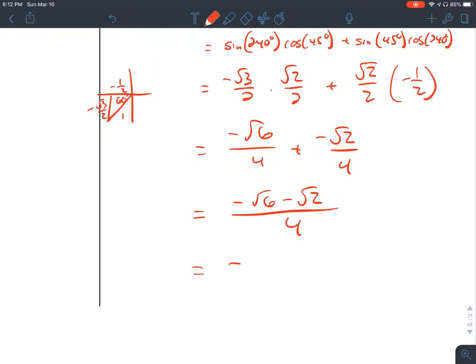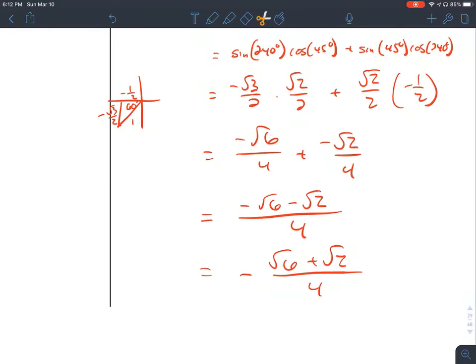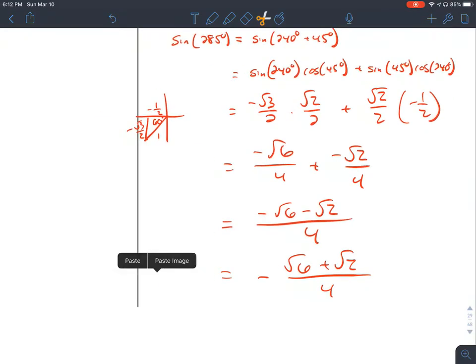We could factor a negative out if we wanted and make this negative, square root of 6 plus square root of 2 over 4, with the negative out here in front. It's not something you would have to do. That's what sine of 285 degrees is.